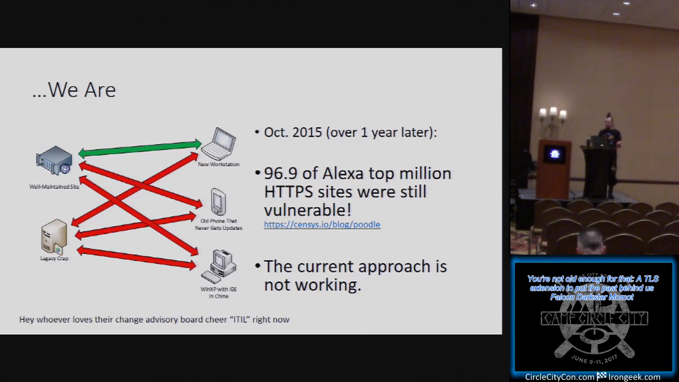Don't worry about your change control board. I know. Does anyone want to cheer ITIL? Hey, I have a better solution.